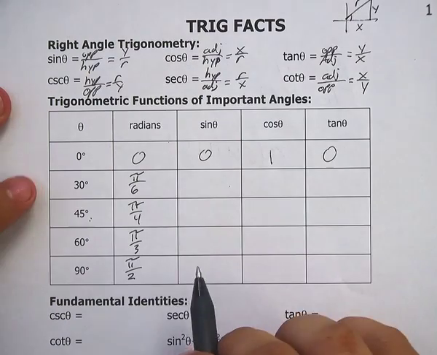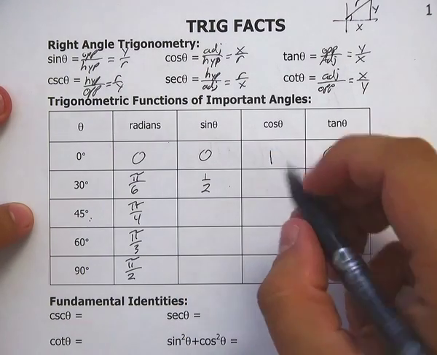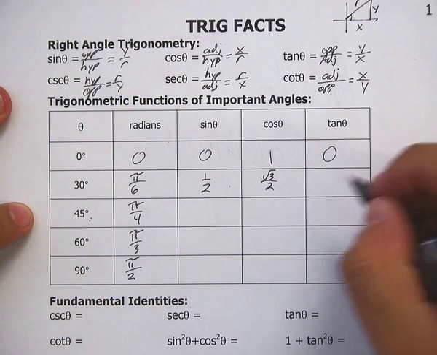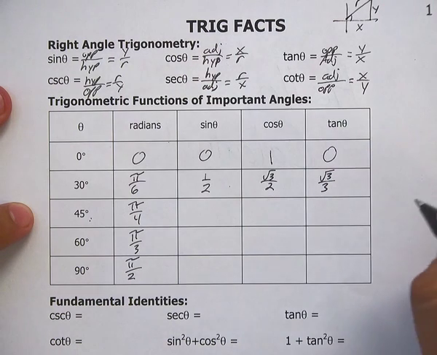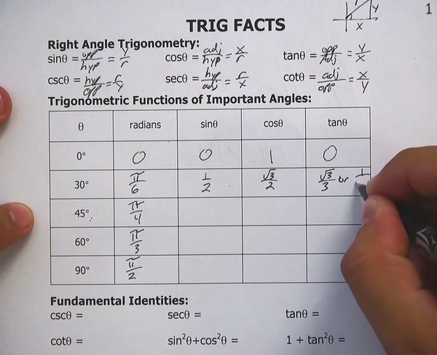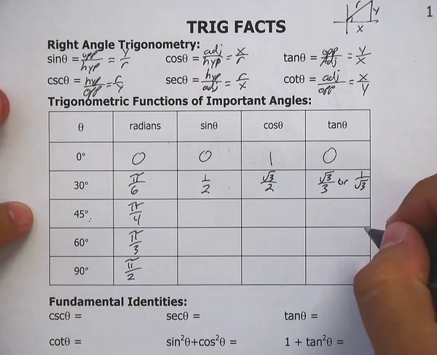Sine of 30 degrees was 1/2. Cosine of 30 degrees was the square root of 3 over 2. Most of you guys remember this. Tangent would be the square root of 3 over 3. Now that was simplified from, if you remember this, 1 over the square root of 3. Remember, we had to multiply by the square root of 3 to the top and bottom, all that jazz.